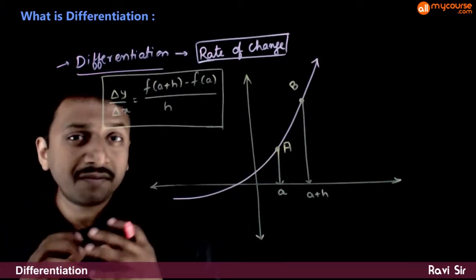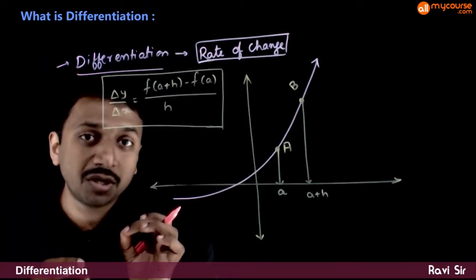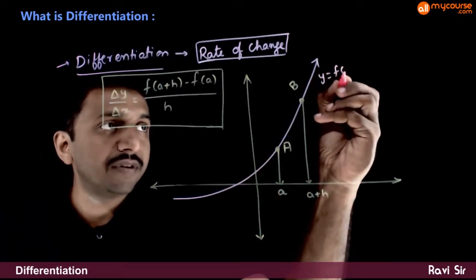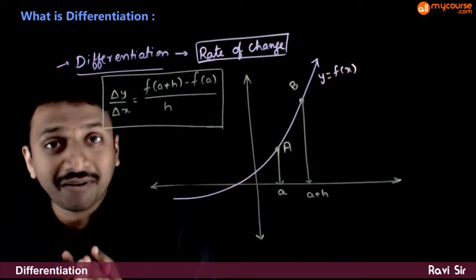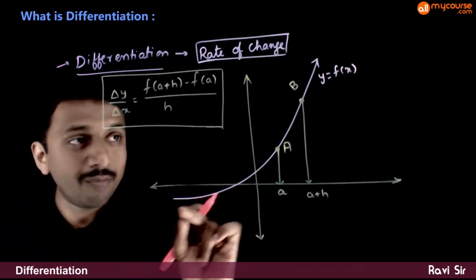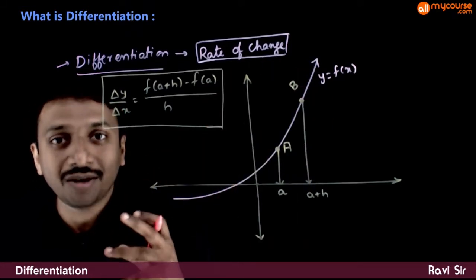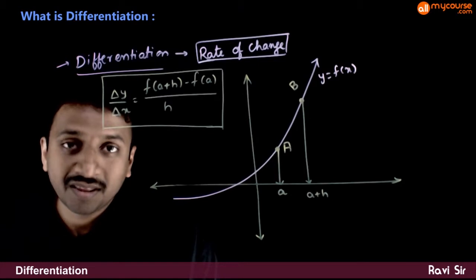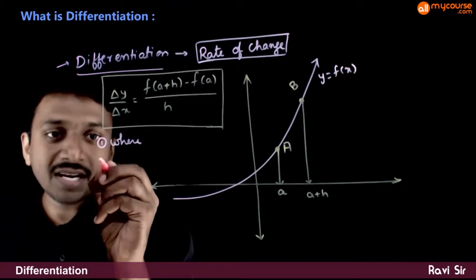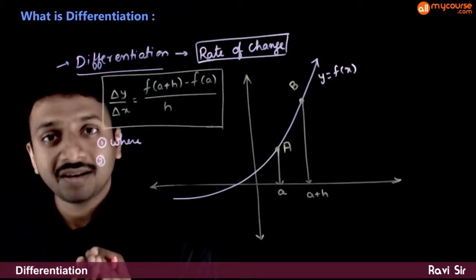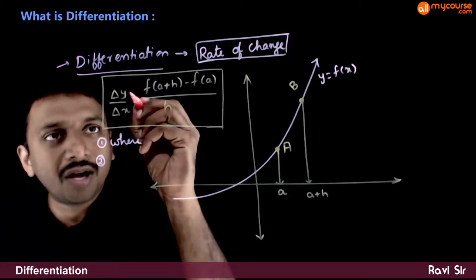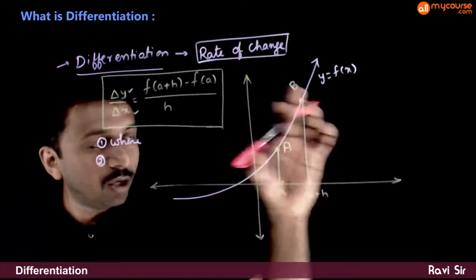So if someone asks you to find the rate of change of y with respect to x for some function y is equal to f of x, you need to ask 2 questions. The first question is, where should I measure? If you measure at different points, the rate of change of y with respect to x will be different. And the second question is, between which 2 points should I measure the rate of change of y with respect to x? Because if you want delta y by delta x, we need 2 points.